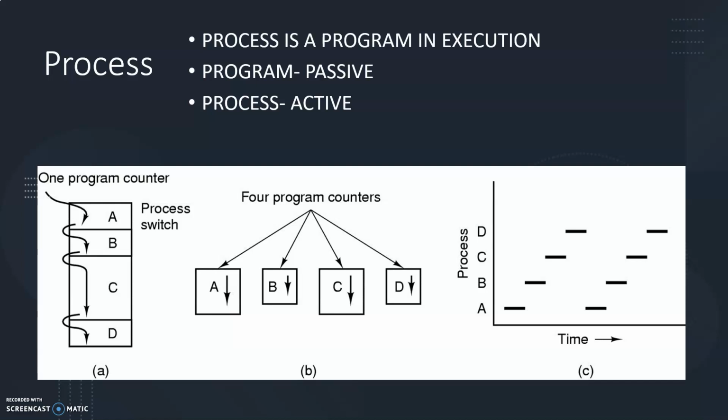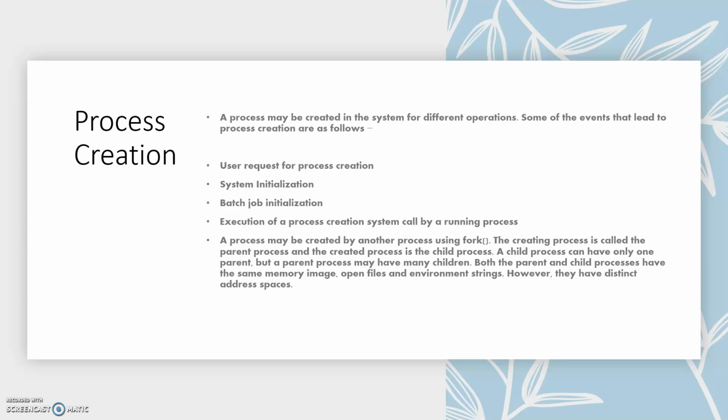Okay, now let us see the two terms associated with a process, which are process creation and process termination. First we are going to discuss process creation. Here we are going to discuss how a process gets created, that is, what are the various ways in which a process is created. So the first is user request for process creation. This is the first method in which you can create a process, that is, when a user requests the creation of a process.